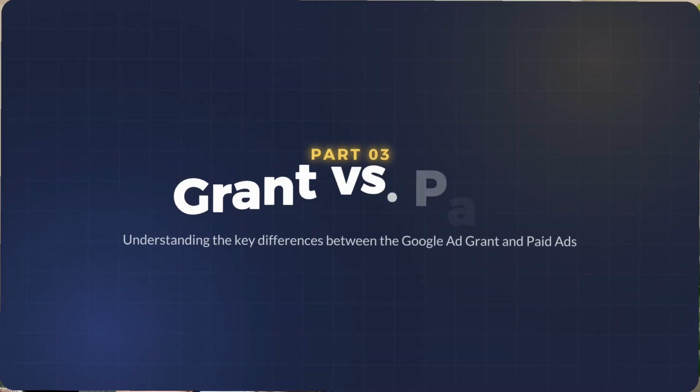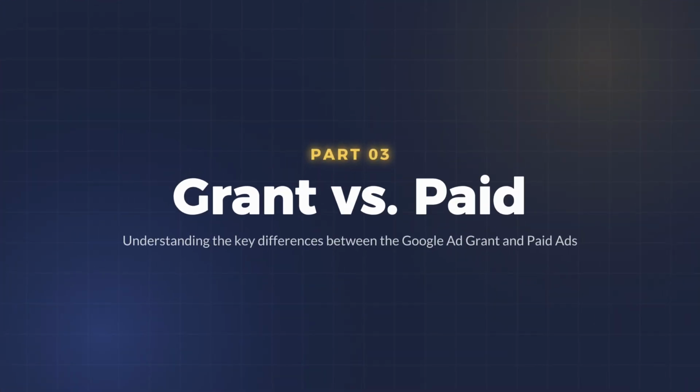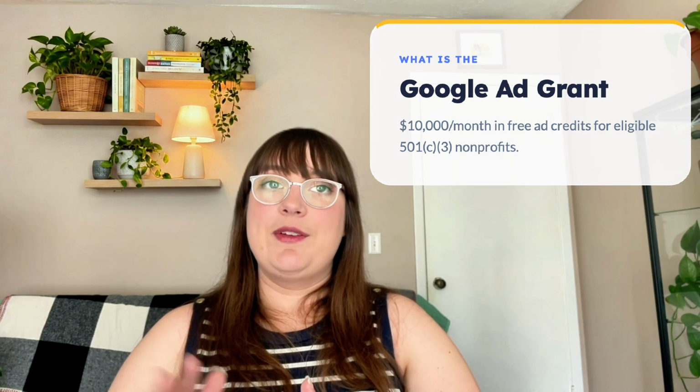Now that we have a general idea of paid Google Ads, let's talk about the thing that most nonprofits actually need to understand, how the Google Ad Grant differs from a regular paid account and what those differences actually mean for your strategy. The Google Ad Grant is Google's program for nonprofits. Eligible 501c3 organizations get up to $10,000 per month in Google Search advertising credits, which is a key point.